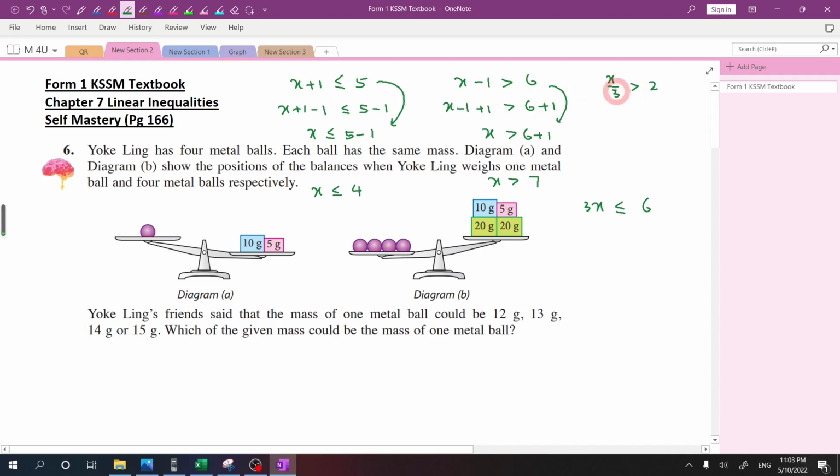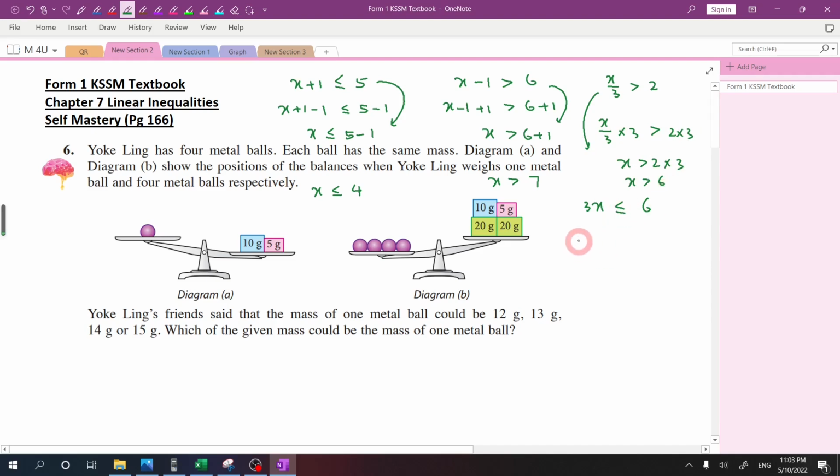Same thing here. We want to get rid of 3, but this is divided by 3. If I want to cancel out this 3, I have to multiply both sides by 3, right? Okay, so same thing. If you don't want to write this step, from here you can go here. x is greater than 2 times 3, but actually we are doing this. So x is greater than 6.